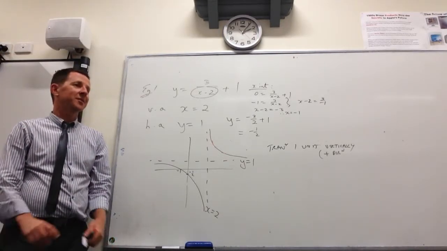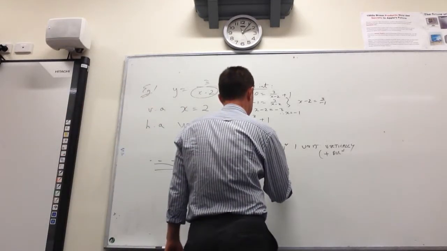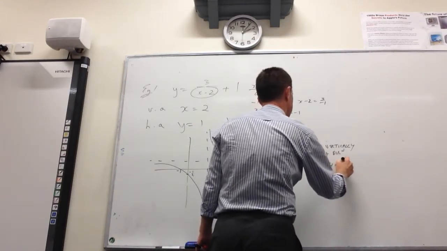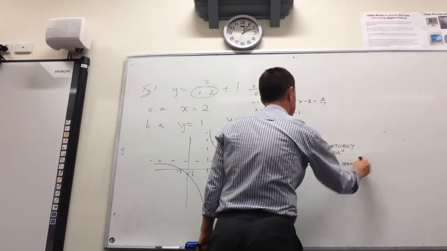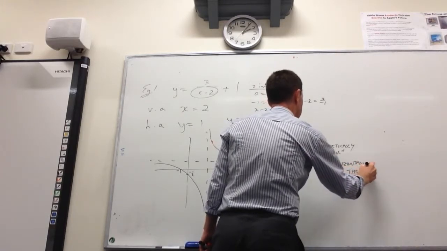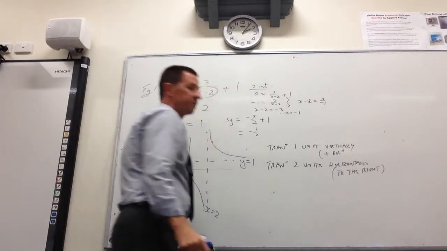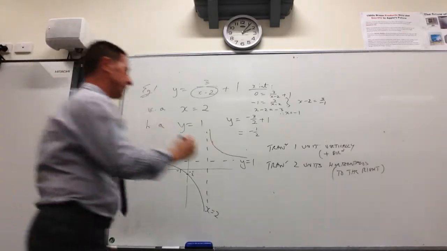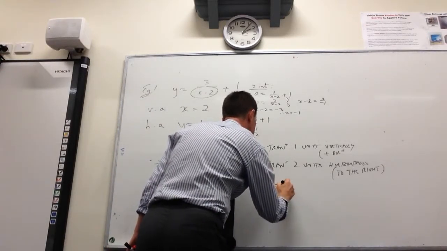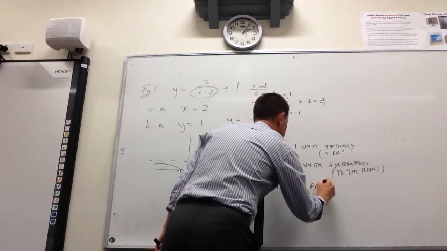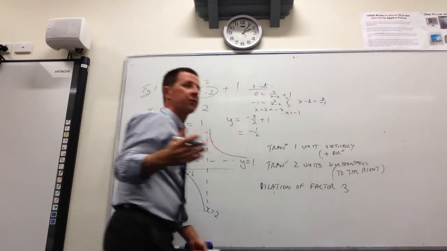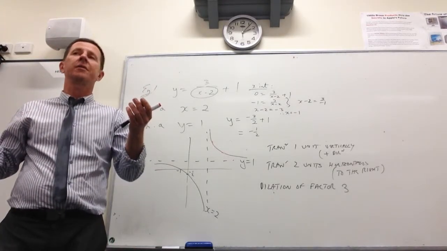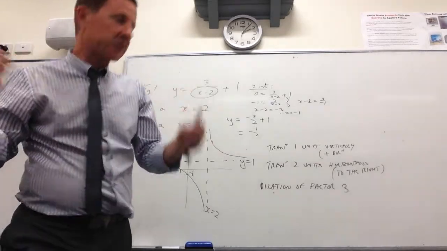Give me 2 units to the right. Translation, 2 units horizontally, to the right. Okay, no big deal. And dilation of 3. Dilation of factor 3 or by factor 3. Now, what do you say? I'm sorry, I can't hear clearly. From the x-axis. From the x-axis? Thank you.